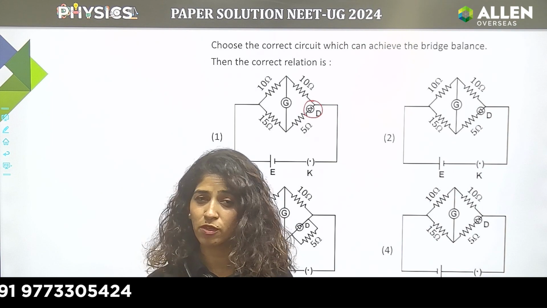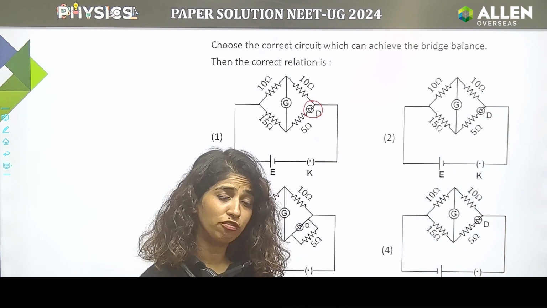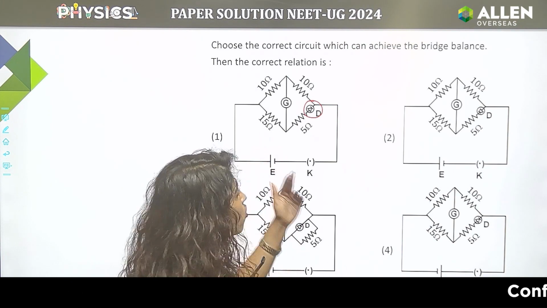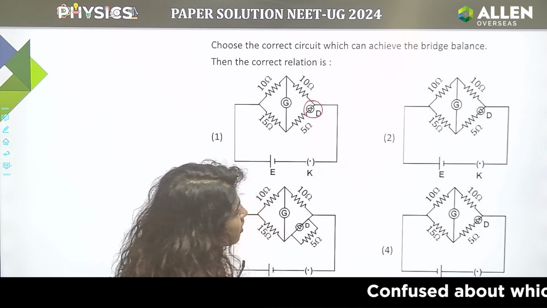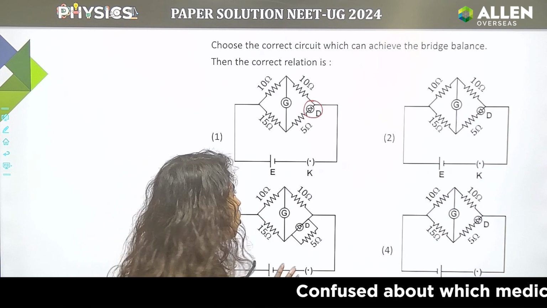Forward bias, reverse bias, the resistance is way too high. So if the resistance is too high, then it will not be a balanced condition. We want it to be a balanced condition. So for that, we just have to check the diode whether it's forward or not.